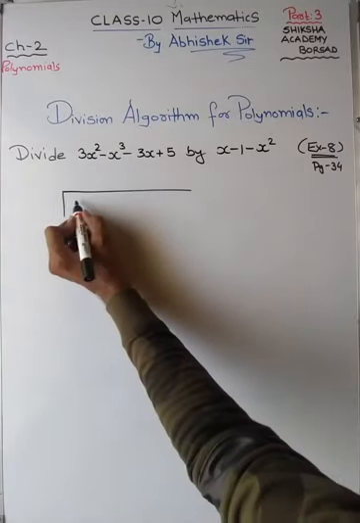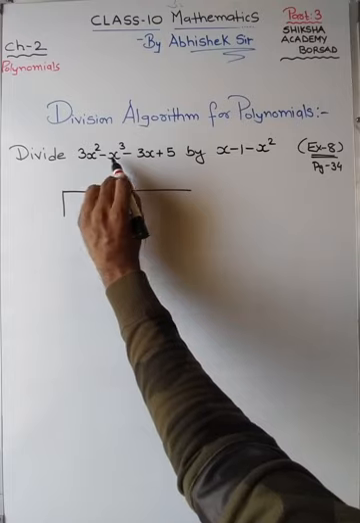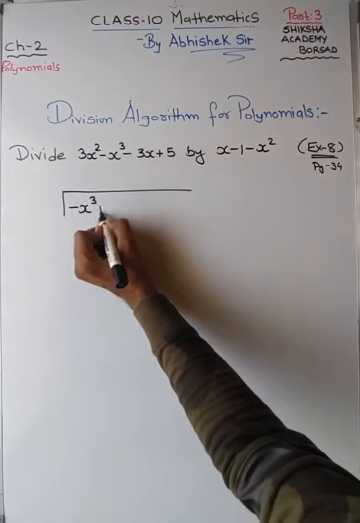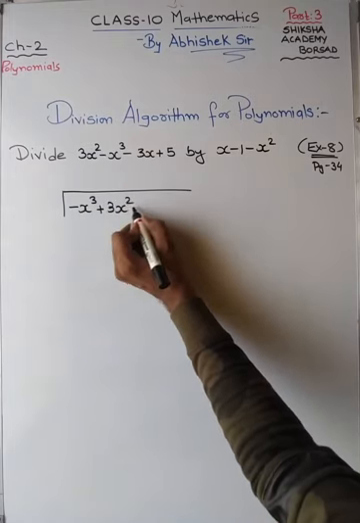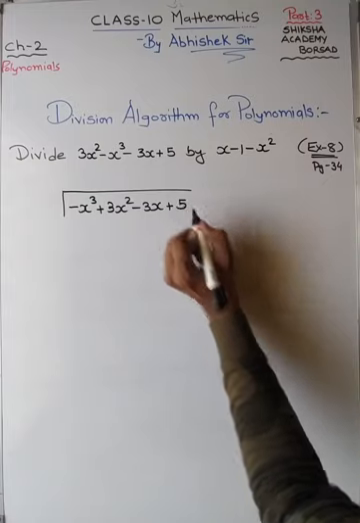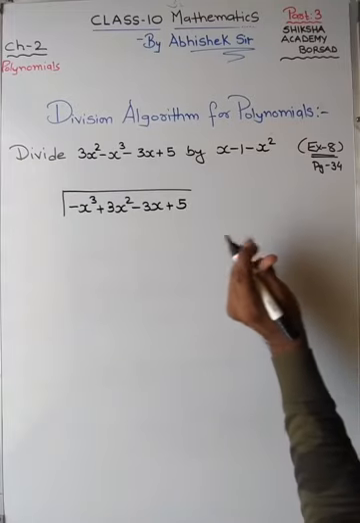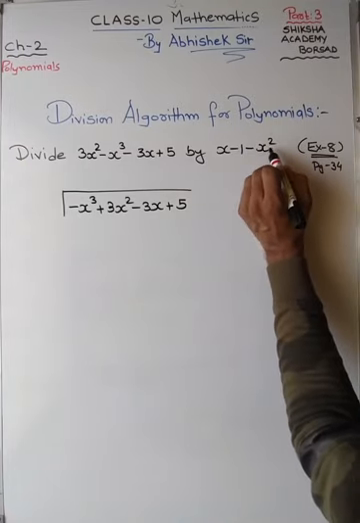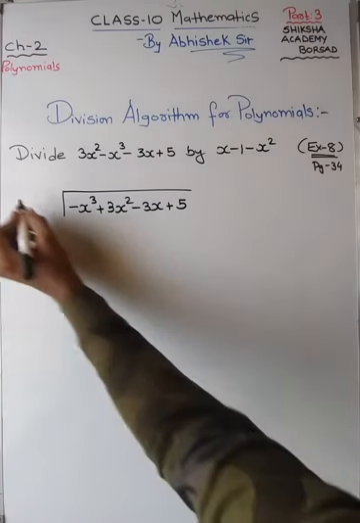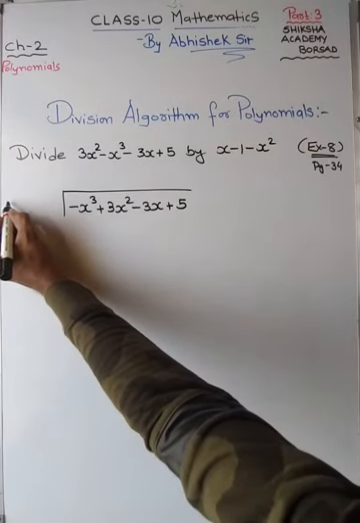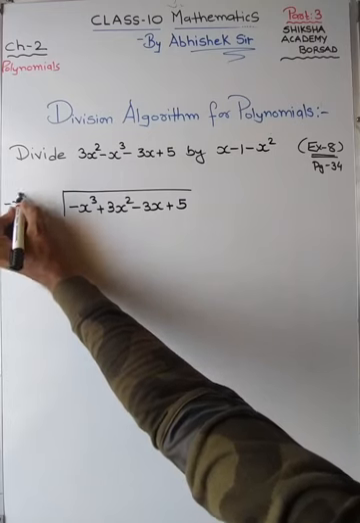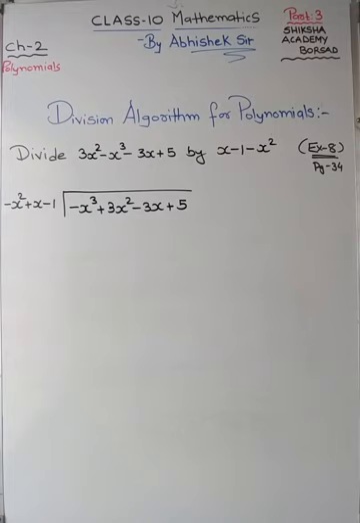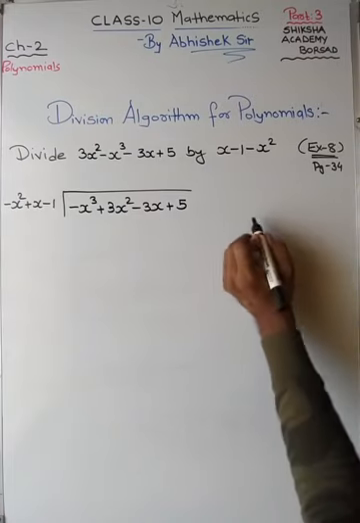We'll be writing the dividend inside, but we'll write the highest power term first. So it will be minus x cube, then plus 3x square, then minus 3x, then 5. So that is descending order. Now the divisor: x minus 1 minus x square. Again we'll write this as minus x square plus x minus 1, right? Okay, now let us start the original division process.